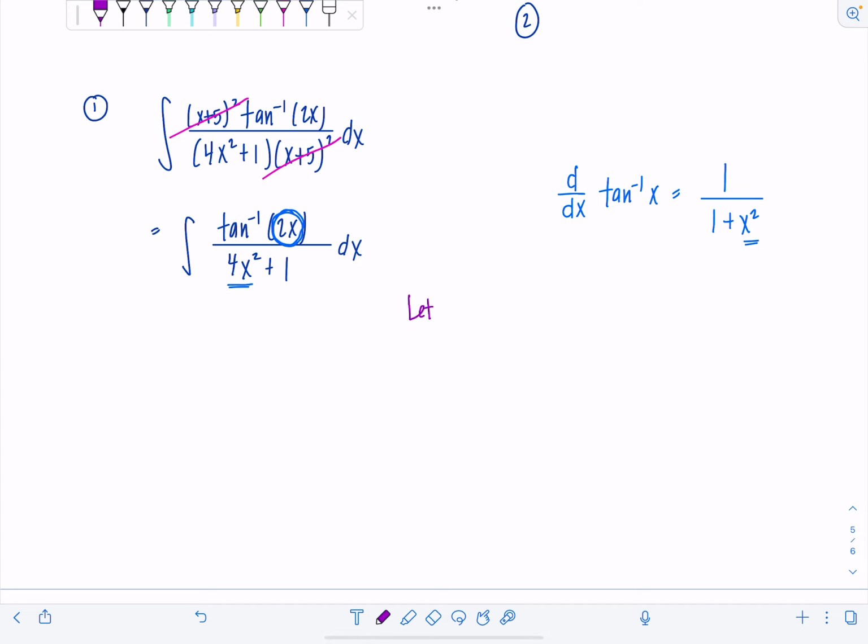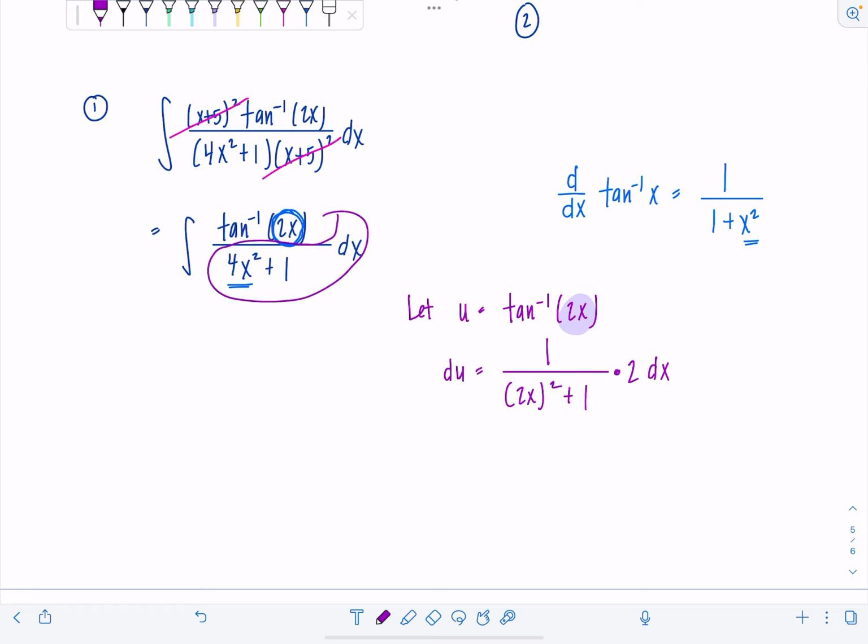In that case, we're going to let u be the numerator. So let u equal tan inverse of 2x. Be careful when you find du because we have to use the chain rule. So you're going to have 1 over 2x squared plus 1, times the derivative of 2x, which is 2, so don't forget that, dx. That's not exactly what we have, so I'm going to move this 2 over to the other side. So 1/2 du is equal to dx over 4x squared plus 1.